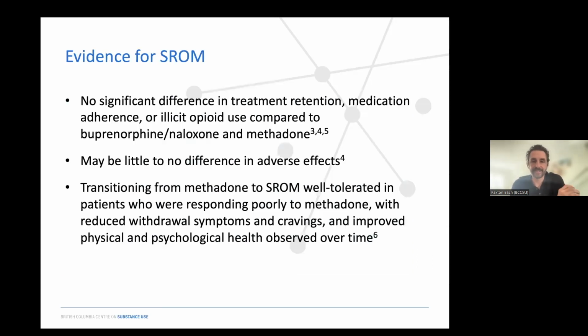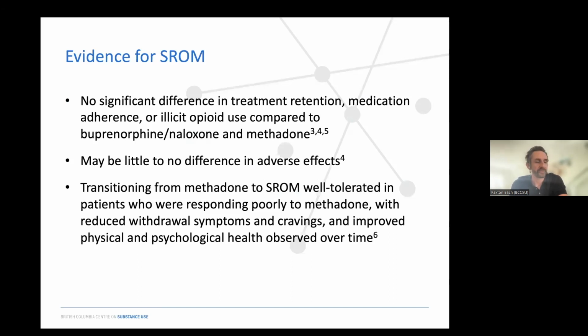Maybe more importantly than the details, which I think many people here are familiar with and are all clearly laid out in the appendix of the guideline, is just the overall evidence for slow-release oral morphine, because this is a topic that comes up in conversation quite often. How does this stack up against buprenorphine and methadone in terms of its performance?